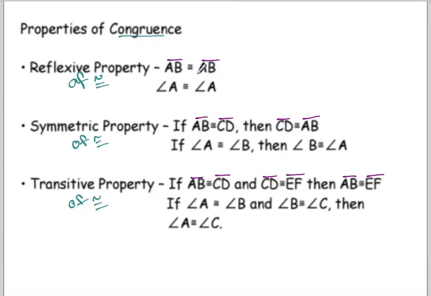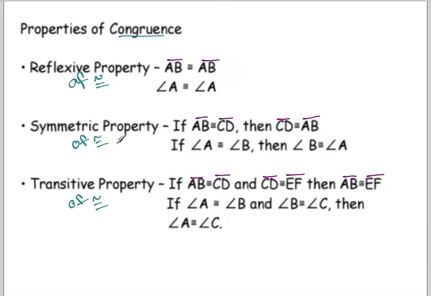So segment AB congruent to segment AB, reflexive property. Angle A congruent to angle A, reflexive property of congruence. Again, be sure you put of congruence. Reflexive prop congruent symbol is how I abbreviate that in a proof. We're going to use that quite a bit, especially when we start proving triangles congruent.